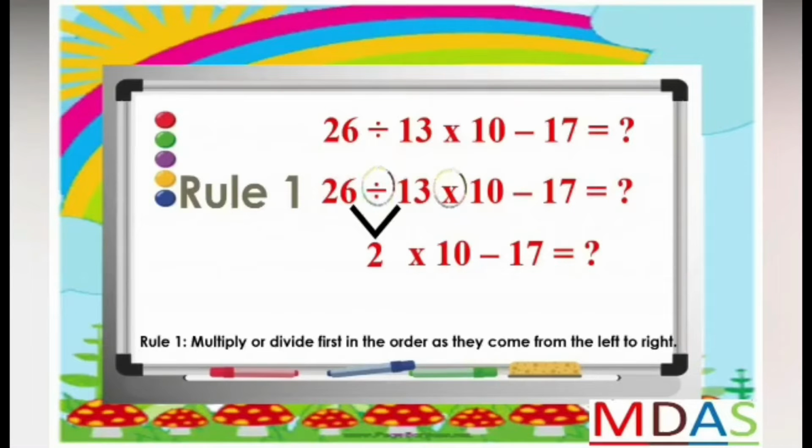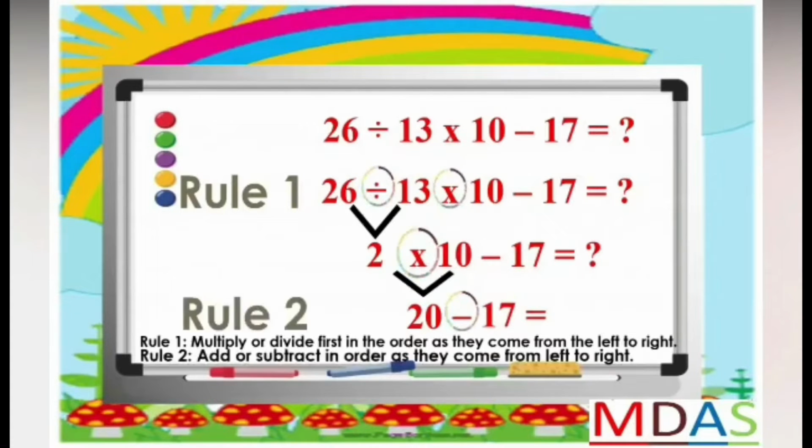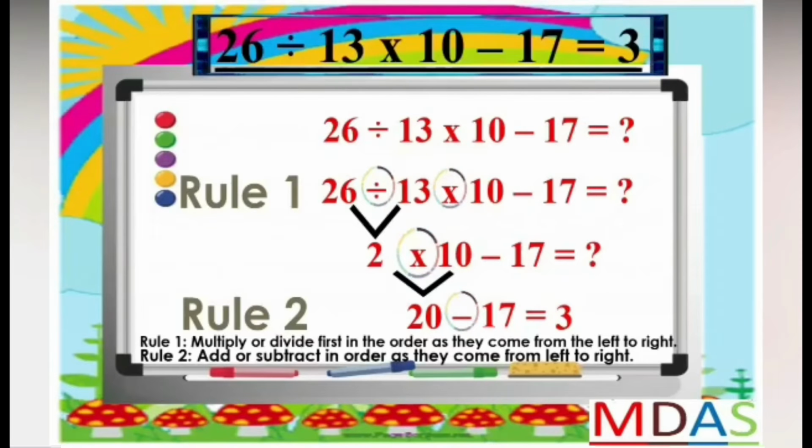So we have here multiplication, so we'll solve for 2 times 10, which is 20. Then bring down the remaining digit. So for rule number 2, we will now solve for addition and subtraction. So we have 20 minus 17 is equal to 3. Therefore, 26 divided by 13 times 10 minus 17 equals 3.